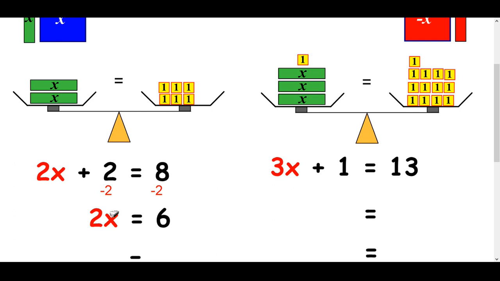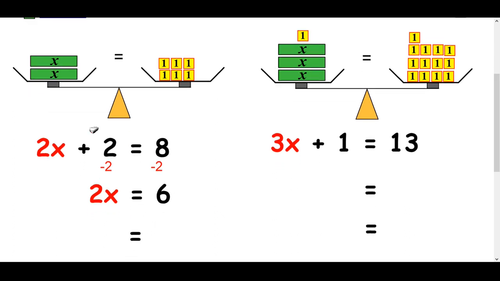Which, again, this kind of takes us to the last lesson. If you've got 2x equals 6, you need to split this, half it, to get 1x, and you half the other side as well to get what 1x is. So divide by 2, and you'll get x on its own, and you'll get 3.